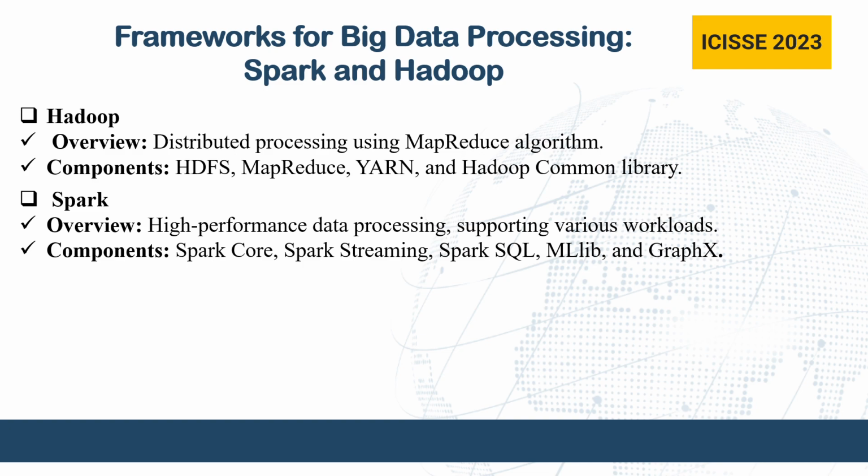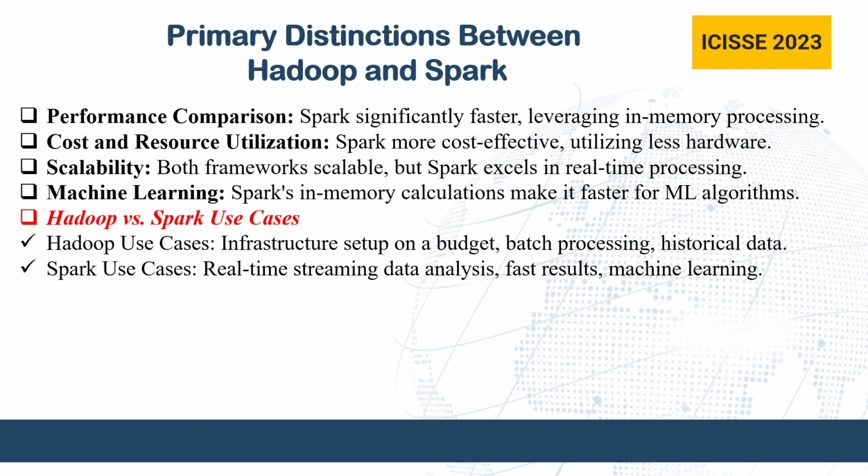So, the framework for big data processing, Spark and Hadoop. The Hadoop overview: distributed processing using the map-reduce algorithm. Components: HDFS, map-reduce, YARN, and Hadoop Common library. Spark overview: high performance data processing supporting various workloads. The components are Spark Core, Spark Streaming, Spark SQL, MLlib, and GraphX.